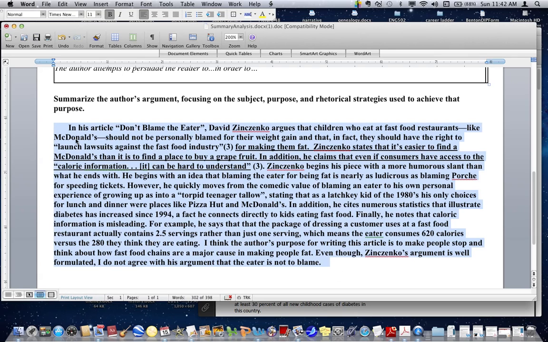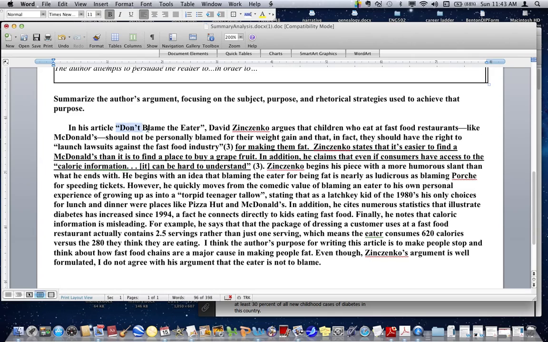Let's break this down really quickly. I'm going to read through parts of it and then stop and show you what you should be thinking about as you write your own summary analysis. In his article, "Don't Blame the Eater," David Zinczenko argues that children who eat at fast food restaurants like McDonald's should not be personally blamed for their weight gain, and that, in fact, they should have the right to launch lawsuits against the fast food industry for making them fat. I'm going to stop right here.